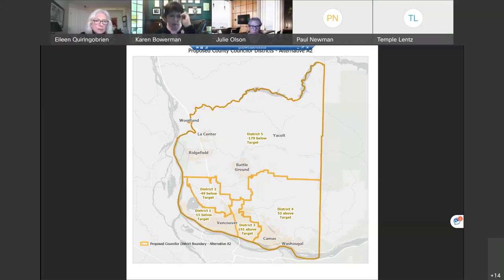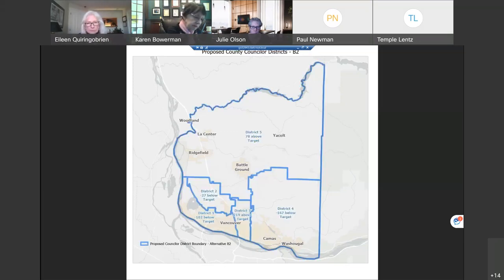Any questions or comments, further comments about this map before we move to the next one? I do. So are we just looking at population numbers right now, Paul, with regard to the maps? Yes, we are. Okay. Are we ready to move on? Yes, Paul. All right. The next alternative, the second alternative, is B2. This is the map that received three votes. And again, the population either above or below target is reflected there.